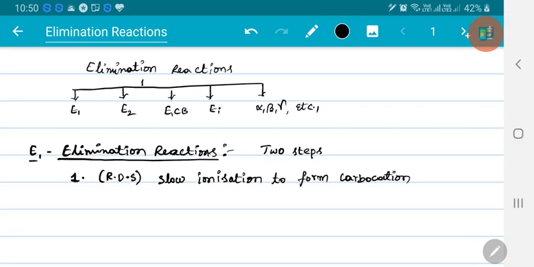Already we know that as carbocations can rearrange, in E1 elimination reactions also there will be some rearranged products. So due to formation of carbocation, rearrangement is possible to form a more stable carbocation. So carbocation rearrangement is possible.